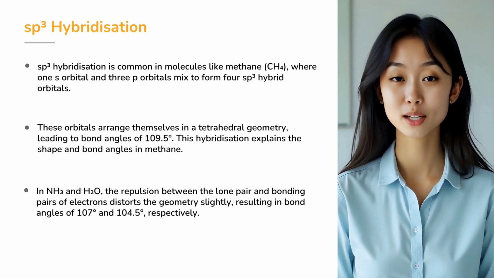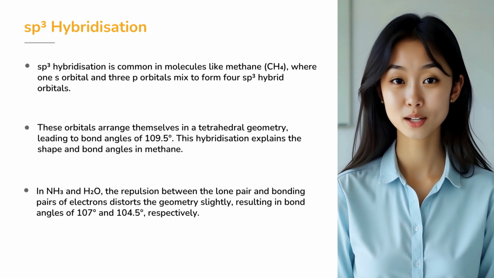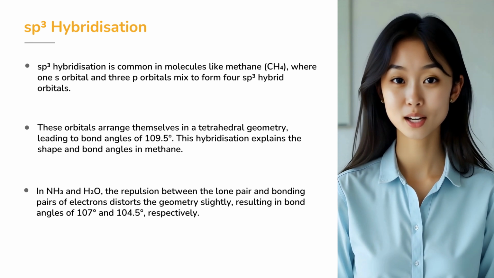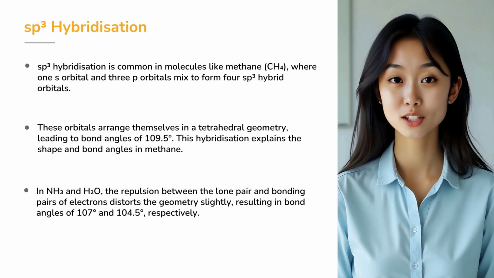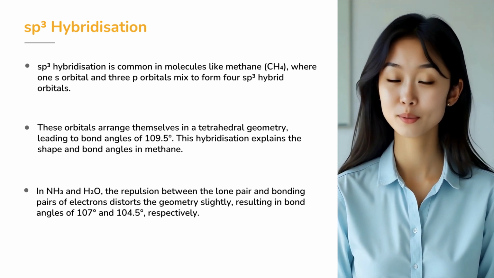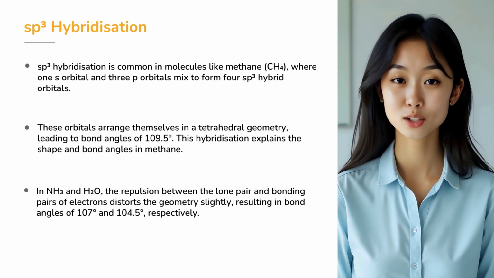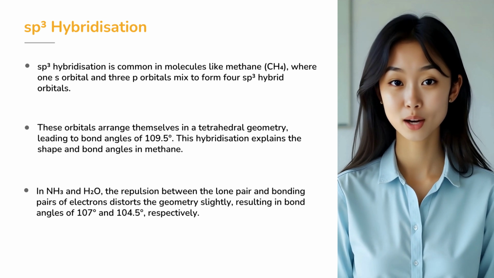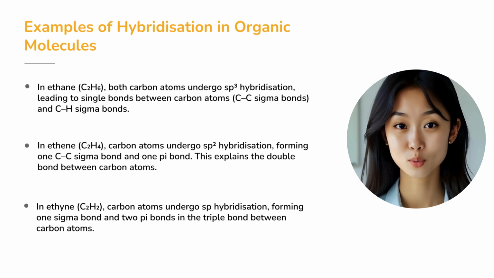And it's not always just one pair of electrons, sometimes atoms share multiple pairs. For example, in carbon dioxide, each carbon atom shares two pairs of electrons with oxygen, forming double bonds. This sharing of electrons leads to the creation of stable molecules, and it's how we form the world of organic and inorganic compounds. Now, let's look at how hybridization works in real organic molecules.